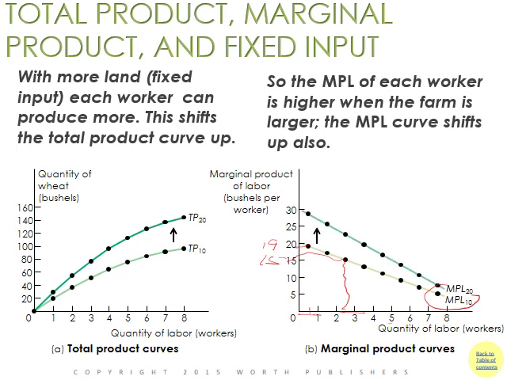If you added more land to this production problem, it would tend to shift the total product curve upward, which essentially means we have a new production relationship. Given that new production relationship, it affects the marginal productivity of each worker. Typically, if you increase the amount of your fixed input, that's going to increase the marginal productivity of labor.